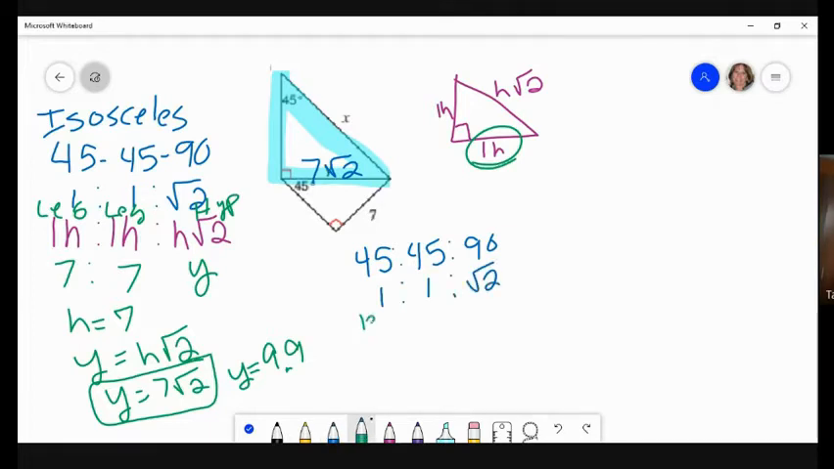And of course, we know that that's also the leg, the hypotenuse. And using the formulas, that's 1h, and h square root 2. All right, so again, all I did was just list off the formulas again.